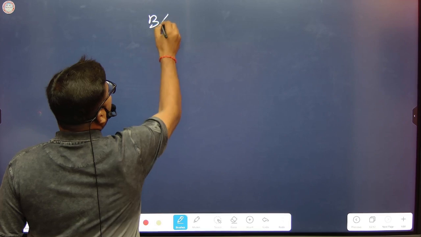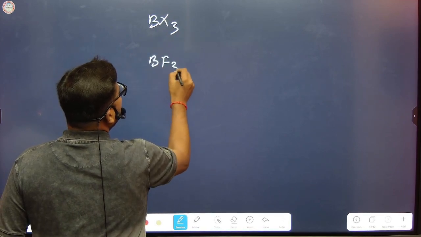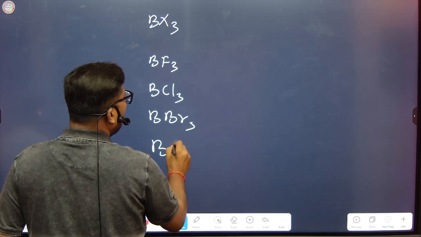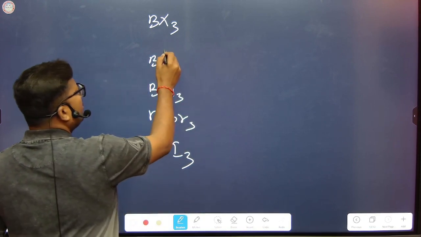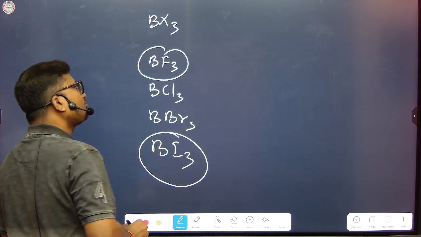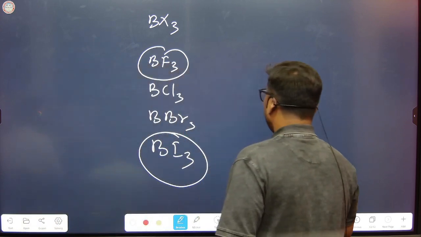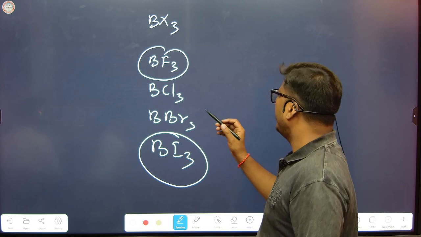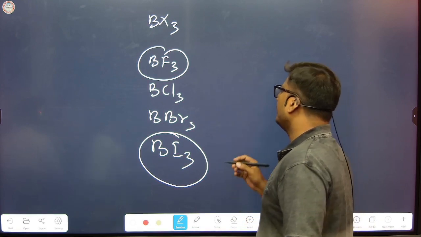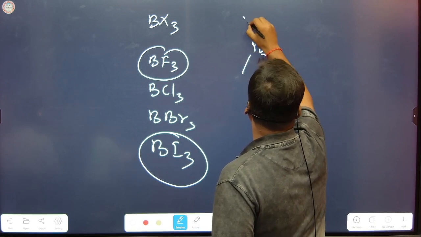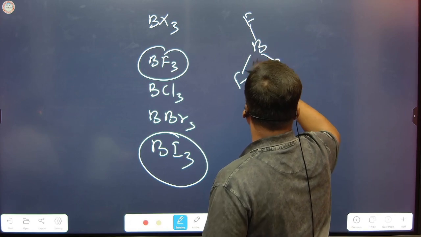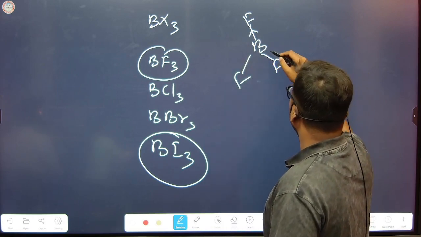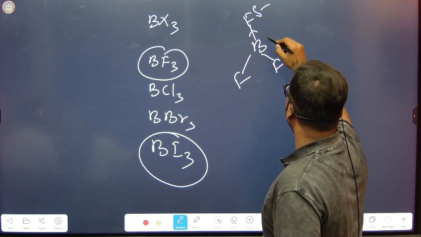In case of BX3, that is BF3, BCl3, BBr3 and BI3, so these are trifluorides and triiodides. What do you expect the Lewis acidity order to be? Here you can think that fluorine is the most electronegative element. So naturally, because of the high electronegativity, fluorine attracts its shared pair of electrons. So this will be delta negative and this is delta positive.